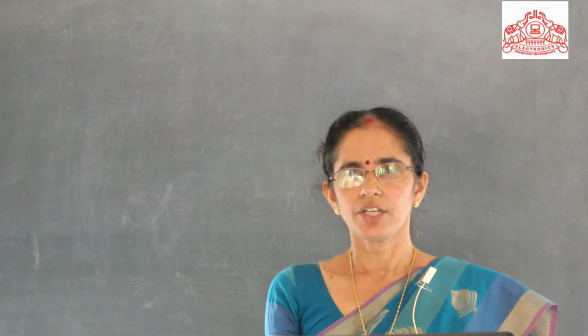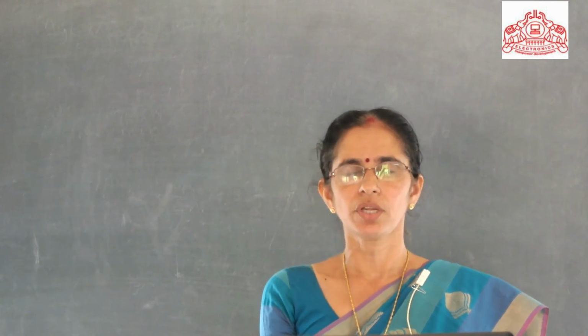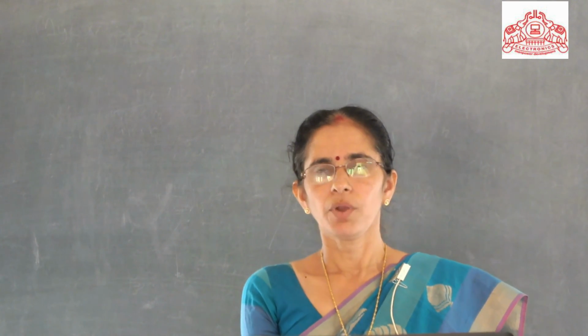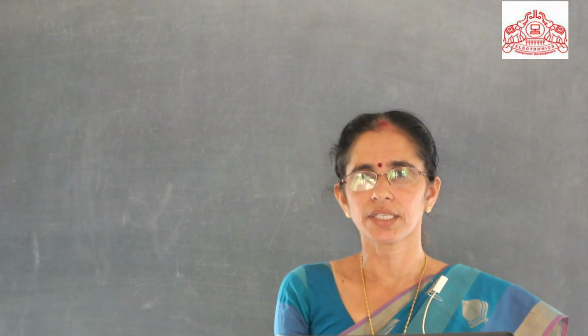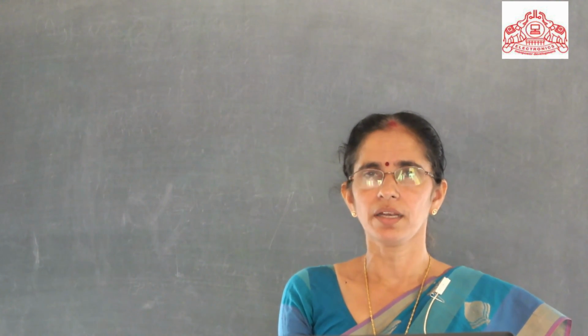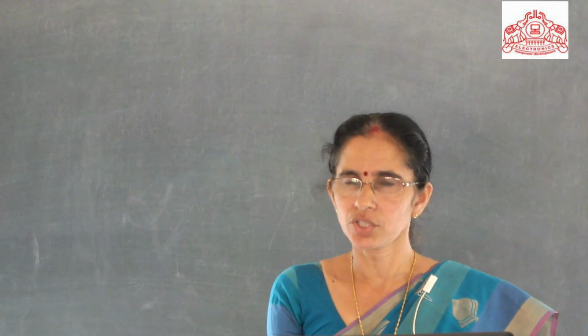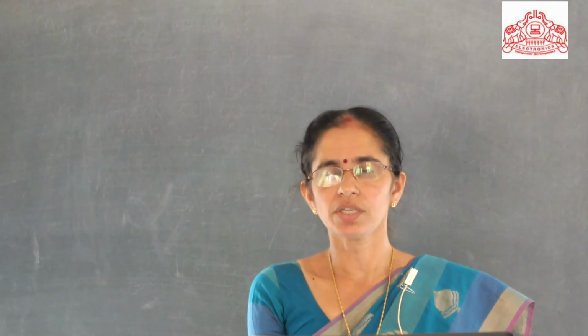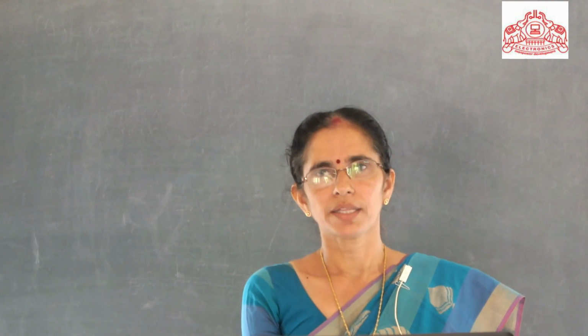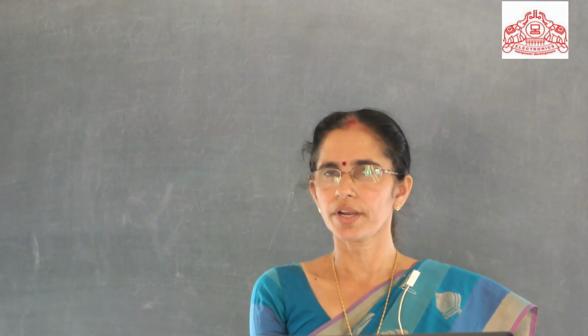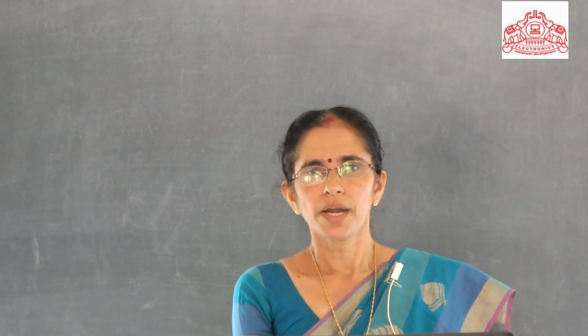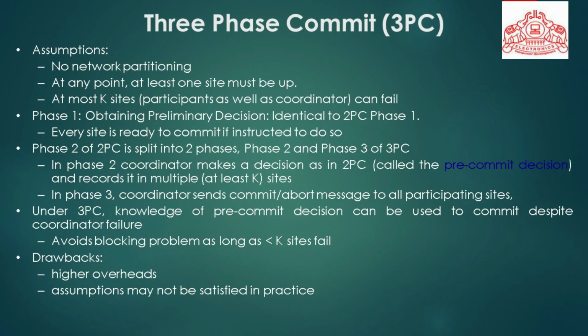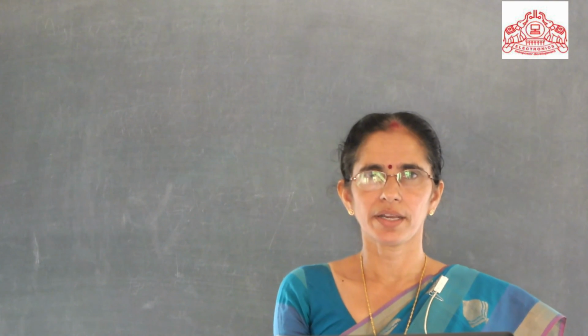Under 3PC, the knowledge of the pre-commit decision can be used to commit despite the coordinator failure, because in the second phase we have seen that the particular decision is sent to at least k sites. So in case of a coordinator failure, the decision can be obtained from some other site where the coordinator is not residing. But the drawback of 3PC is that even though it avoids the blocking problem, there are higher overheads, and also the assumptions used in 3PC cannot be satisfied in real practice.